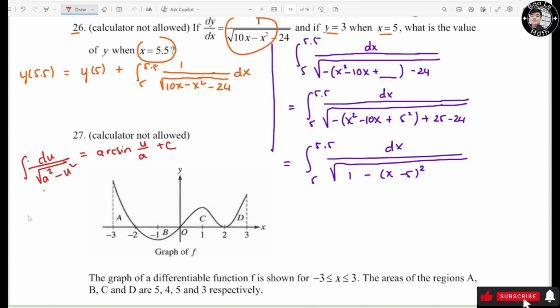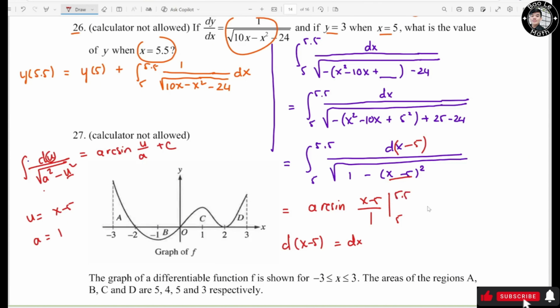Now u in this situation is s minus 5, and a in this situation is 1. Look at the top: this must be u, so this must be s minus 5. The derivative of s minus 5 is ds, so they're both the same. So now I can apply the formula. It's going to be arcsine of (s minus 5) over 1, because a equals 1, evaluated from 5 to 5.5.